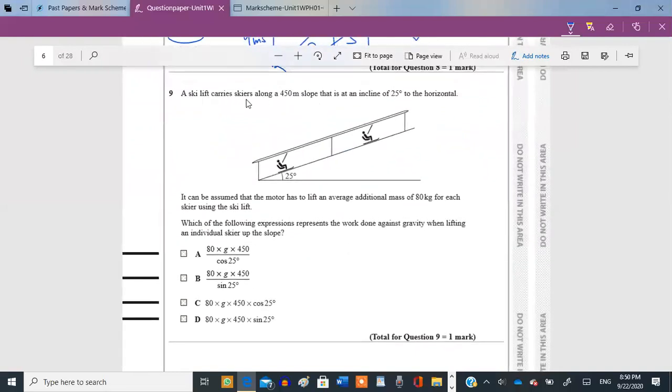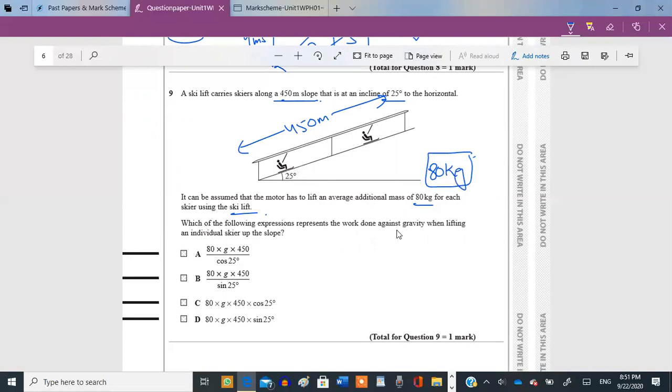Then 9. A ski lift carries skiers along a 450 meter slope which is inclined at 25 degrees to the horizontal, and it's a 450 meters slope. Okay. Now, it can be assumed that the motor has to lift an average additional mass of 80 kg for each skier using the ski lift. Okay, so for every skier, it has to lift how much? 80 kgs for every person.